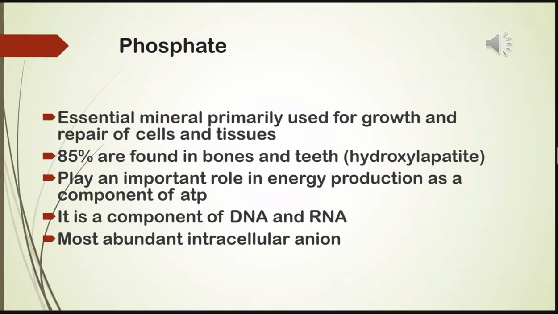Phosphorus, in the form of phosphate, is an essential mineral primarily used for the growth and repair of cells and tissues. 85% are found in bones and teeth, of course in the form of your hydroxyapatite, and plays an important role in the energy production as a component of ATP. It is also a component of your DNA and your RNA, and is considered the most abundant intracellular anion.